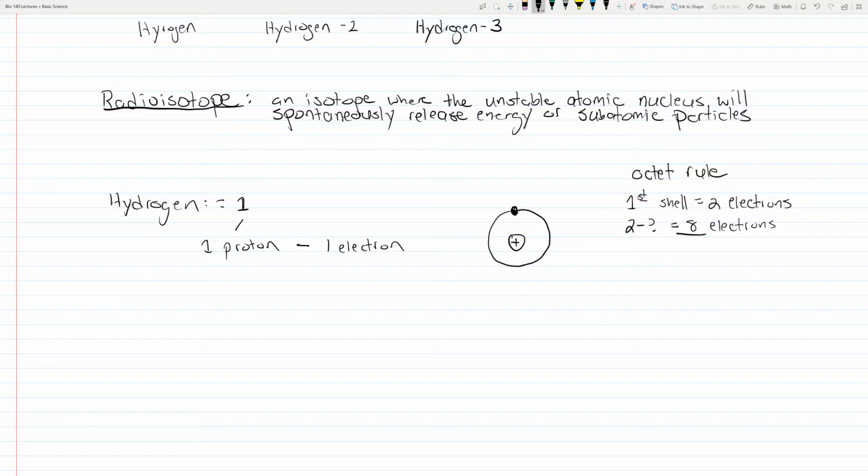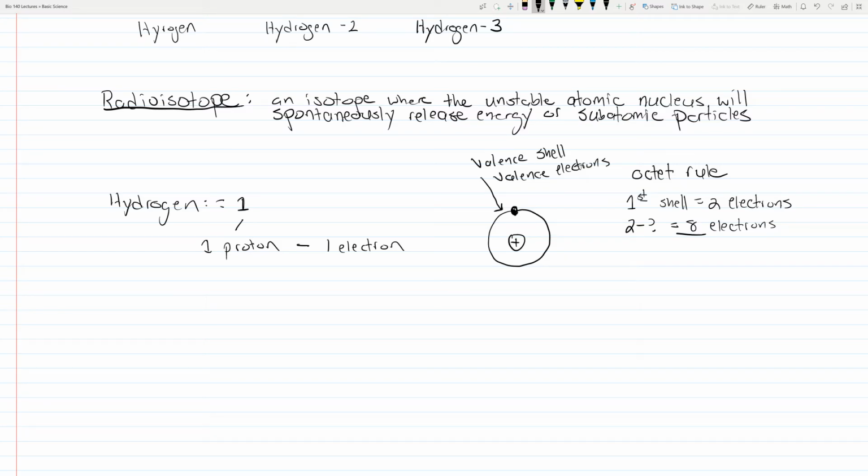Now, there is a special name for the outermost shell. If we look at hydrogen right here, this first shell is its outermost shell. The outermost shell of any element or any atom is called the valence shell, and the electrons on that valence shell are called valence electrons. Valence shell and valence electrons.